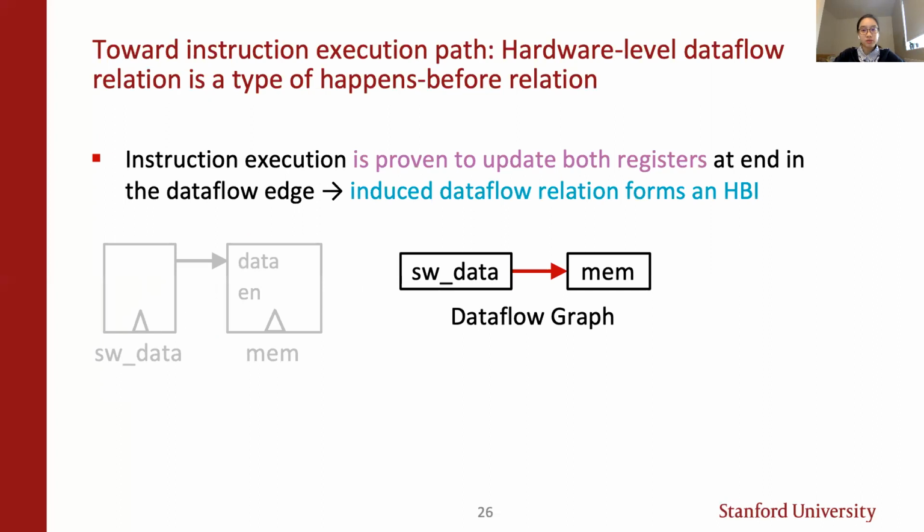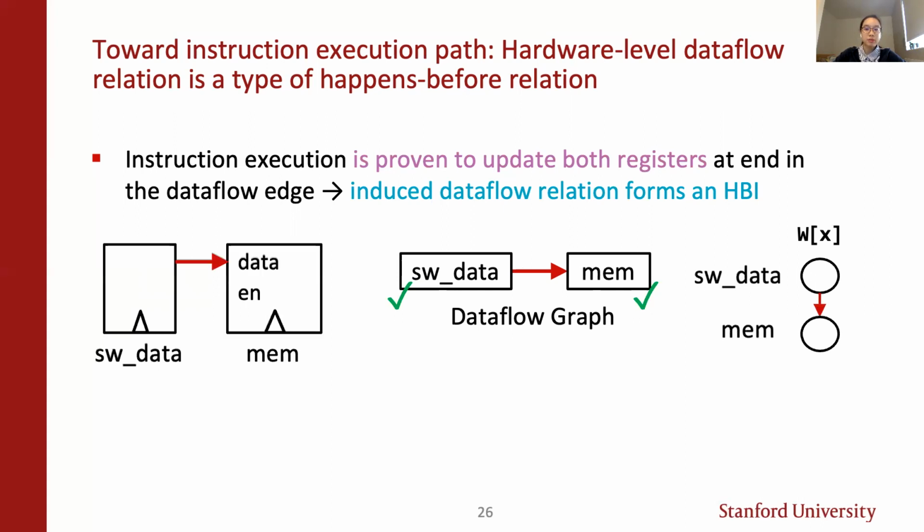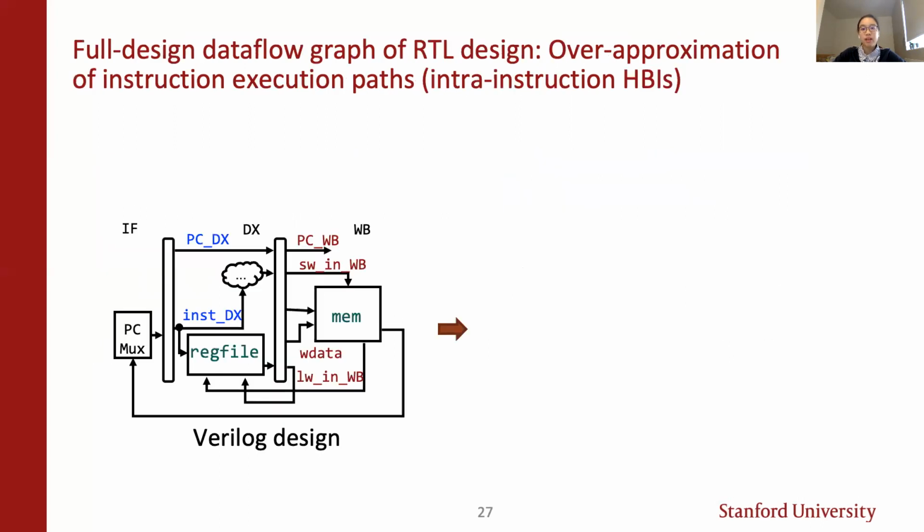Moreover, if one proves that an instruction, say a store word operation, updates both SW data and MEM during its execution, then according to this data flow implied by the wire connection, we essentially have a happens-before invariant as part of the store word instruction execution path. With this, we can do so for every possible data flow relation in the RTL design and extract a subset of data flow relations for each type of instruction. And this forms the way to extract the instruction execution path.